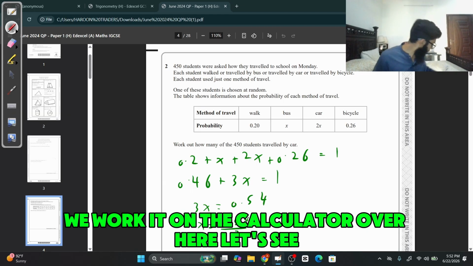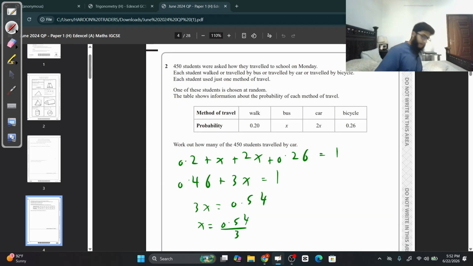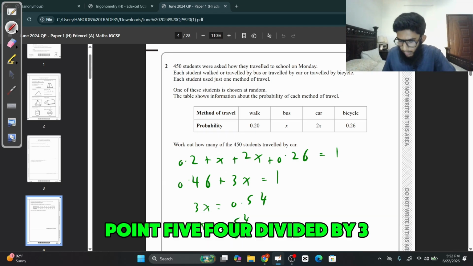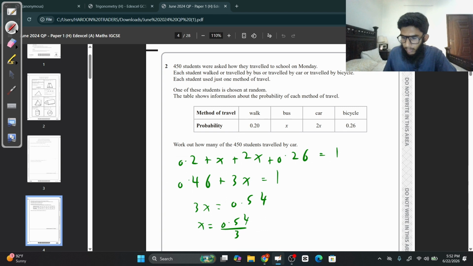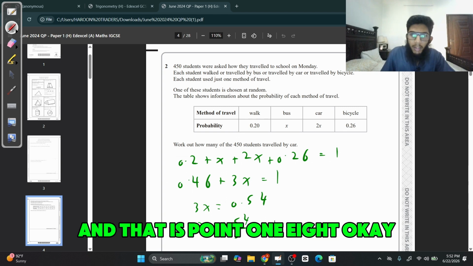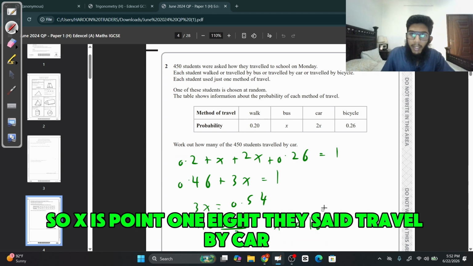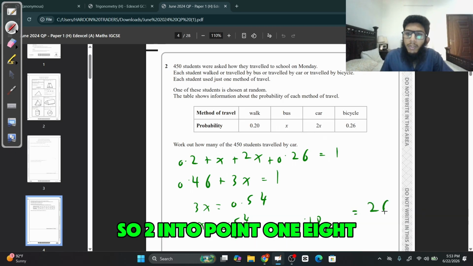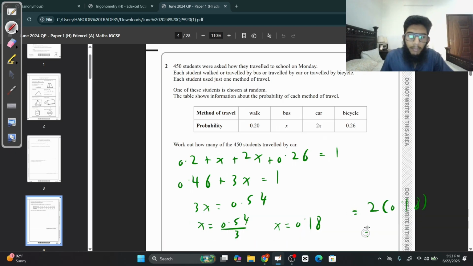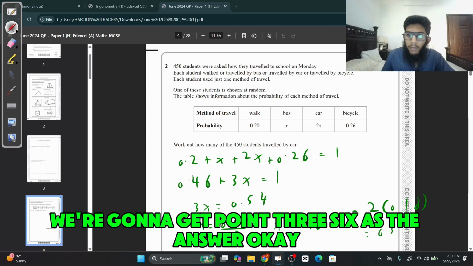We work it out on the calculator. 0.54 divided by 3 is 0.18. So x is 0.18. They said travel by car, so we have to use 2x. 2 times 0.18 is 0.36 as the answer.